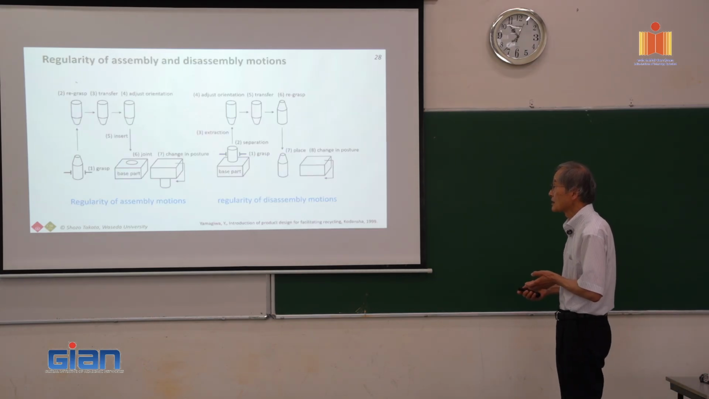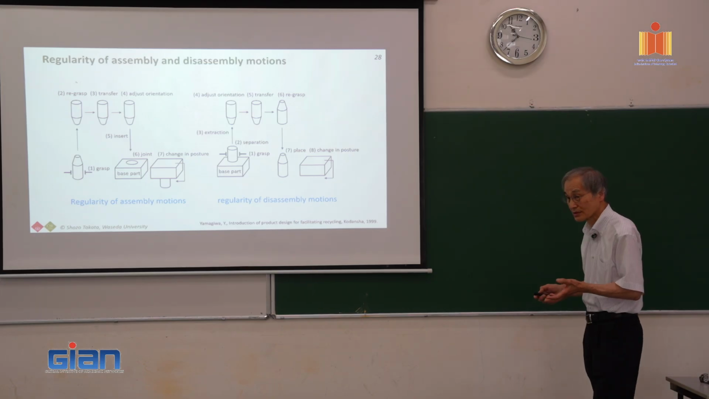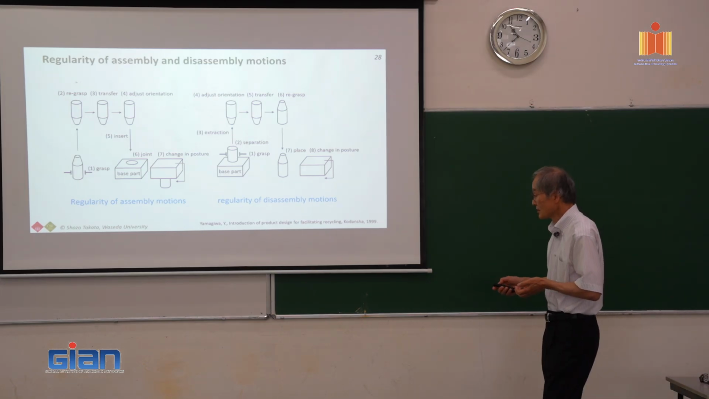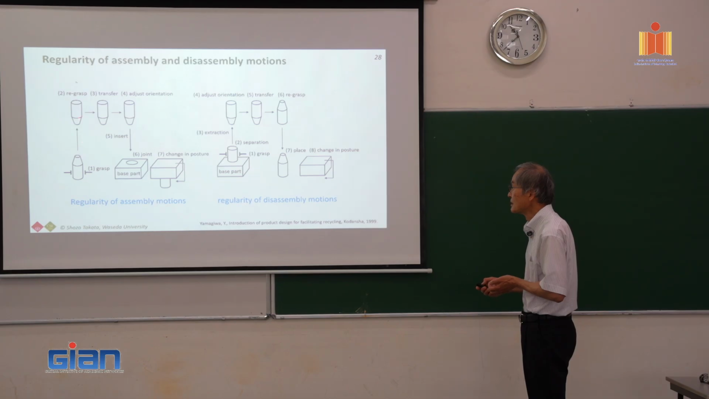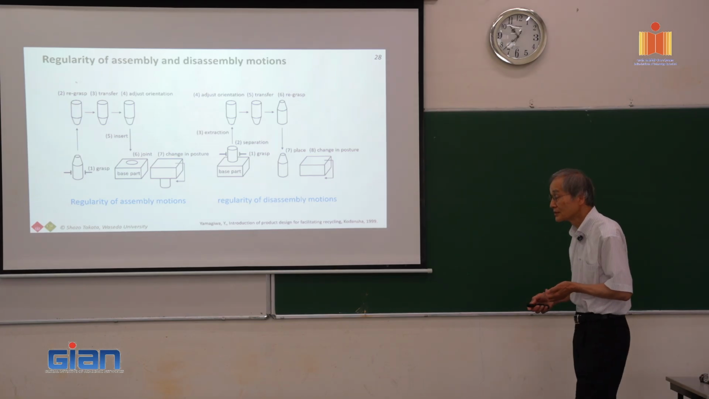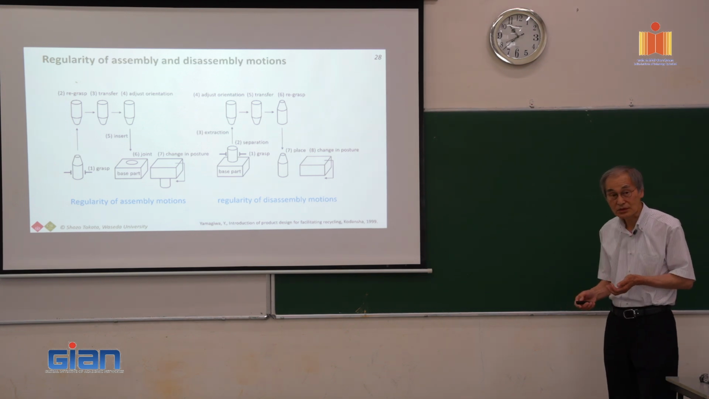So, the method behind this is that there is regularity of assembly and disassembly motion. In the case of the assembly motion: number one grasp, regrasp, transfer, adjust orientation, joint, changing posture of the product, and so on. And this is the regularity of disassembly motions.